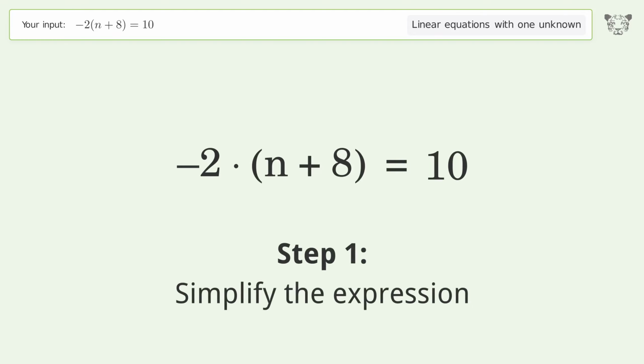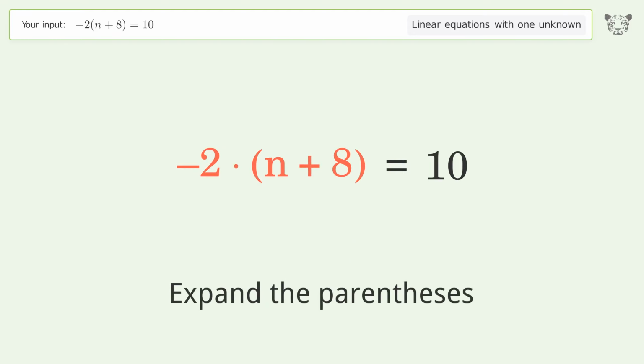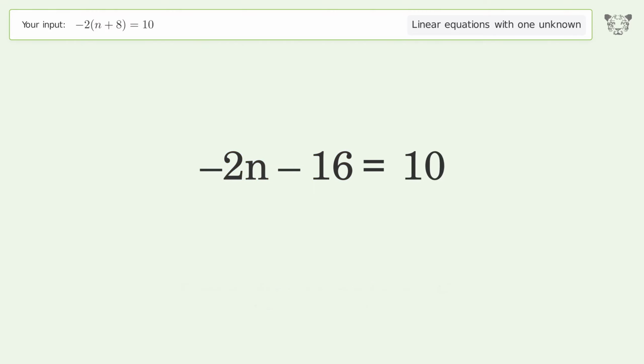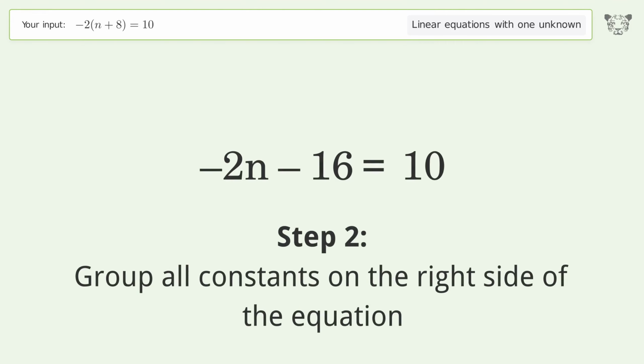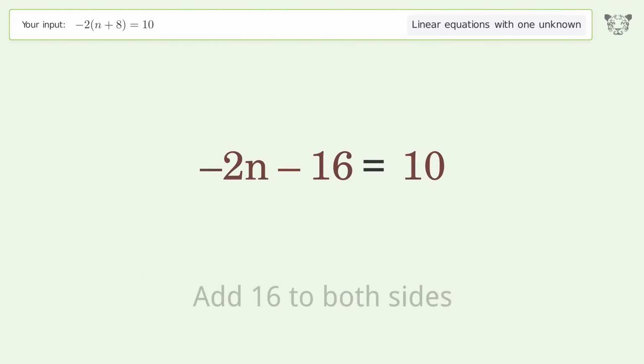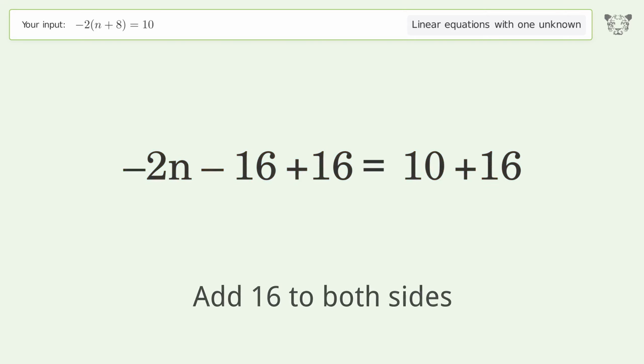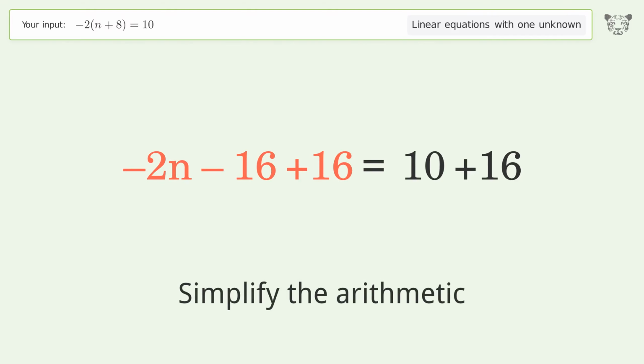Simplify the expression. Expand the parentheses. Simplify the arithmetic. Group all constants on the right side of the equation. Add 16 to both sides. Simplify the arithmetic.